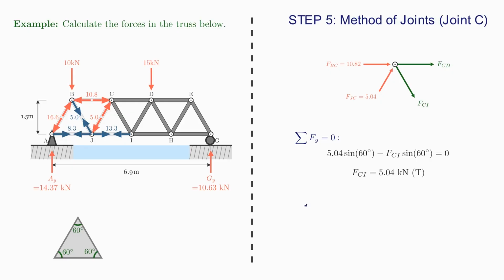And taking the sum in the x direction, so the forces acting to the right is the 10.82. Also, I have the 5.04 cos 60 from the FJC, plus the FCD, plus I have the horizontal component of FCI, which is 5.04 cos 60, and all of these add up to 0. Rearranging and solving, I get that FCD is minus 15.86 kilonewtons, so it's acting under compression.